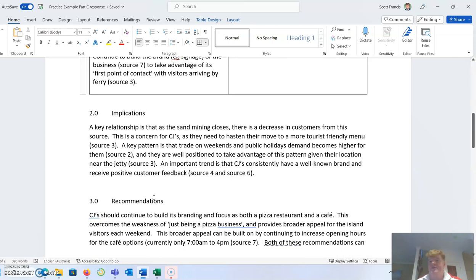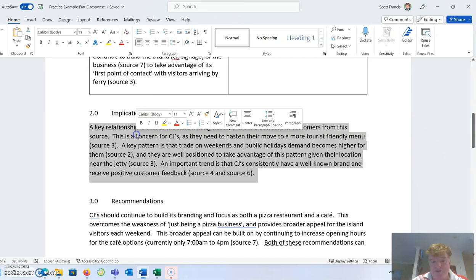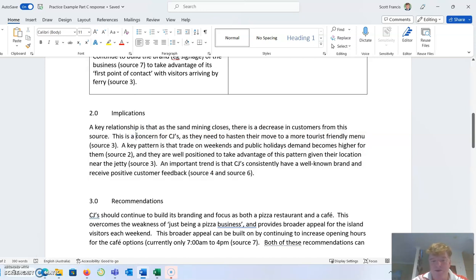Let's have a look at the implications and see if we can see key relationships, patterns, and trends. A relationship is two variables that move together in a situation. There's now more sand mining happening on the island, and that has impacted business. So the relationship between sand mining and business is one. Have I described the what about it? Why is it important? This is a concern because suddenly some locals that they've relied on are moving on from the island.